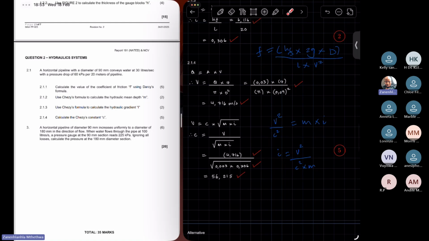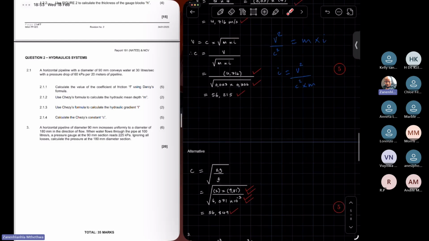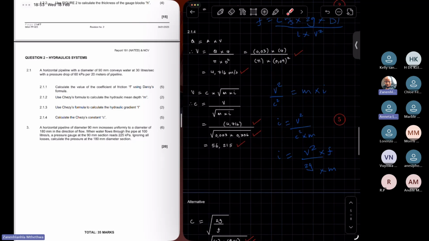Okay, once you have this, C squared is going to be I. So V squared over C squared is 2G over F, then times M. Yes, sir, I got the memo and the answer is 0.0244 for the memo that you sent, with an equation HF equal to F times length times V squared over 2 times G times D.